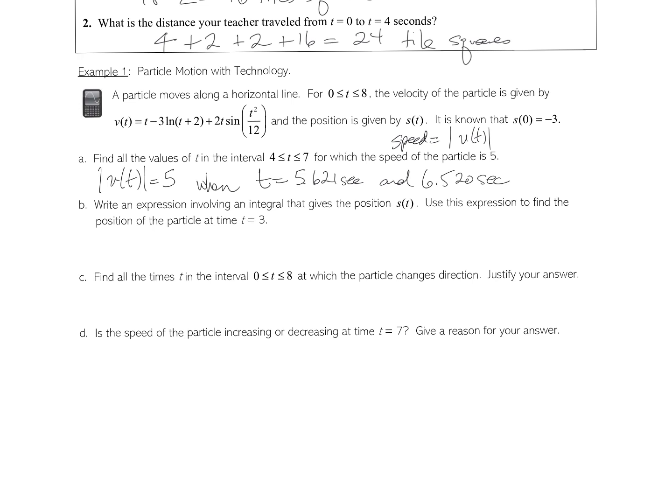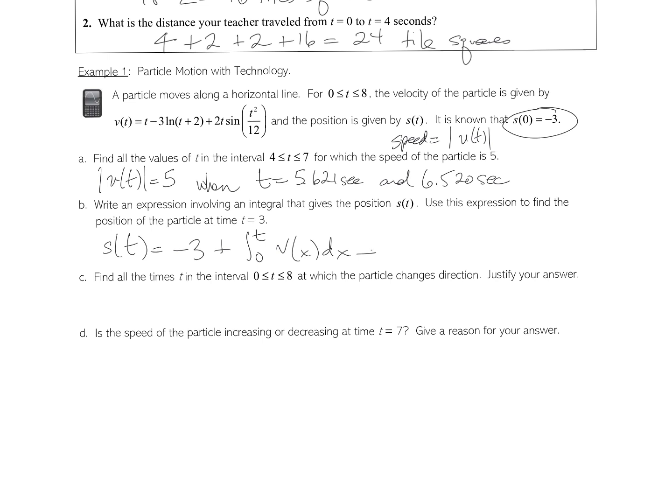Write an expression involving an integral that gives the position s of t. Use the expression to find the position of the particle at time t equals 3. So it does give you the value over here that s of 0 is minus 3. So s of t is going to be the starting, which is minus 3, plus the integral from 0 to whatever t is. And I'm going to use a dummy variable of x this time because I don't want to use s or whatever because I'm already using that.